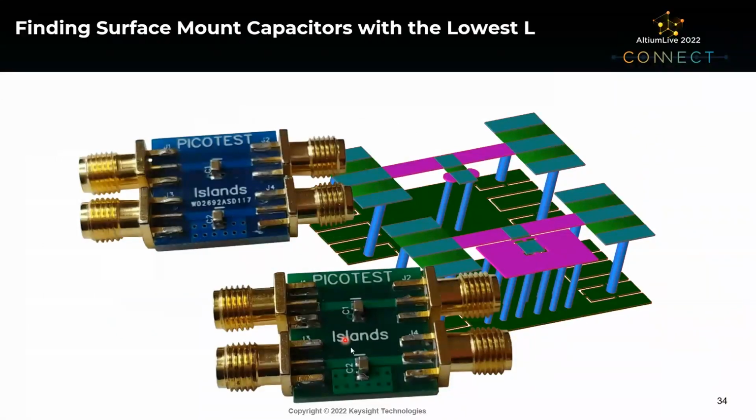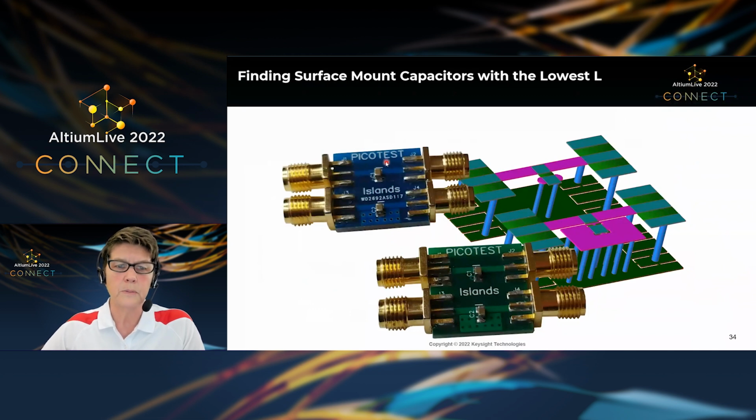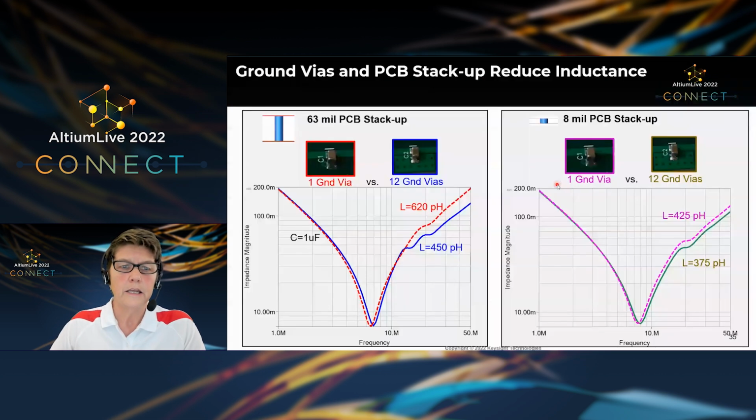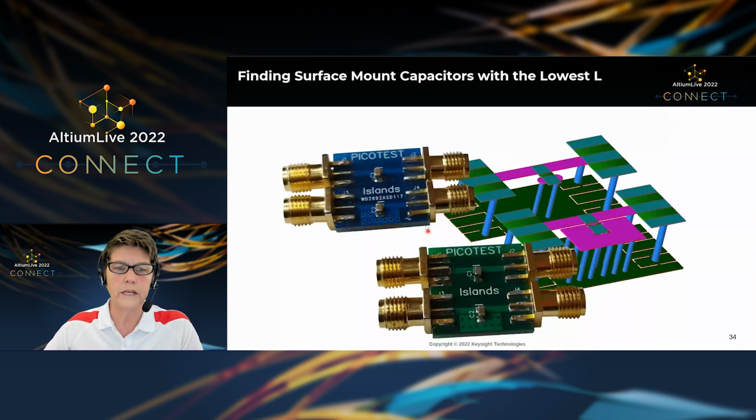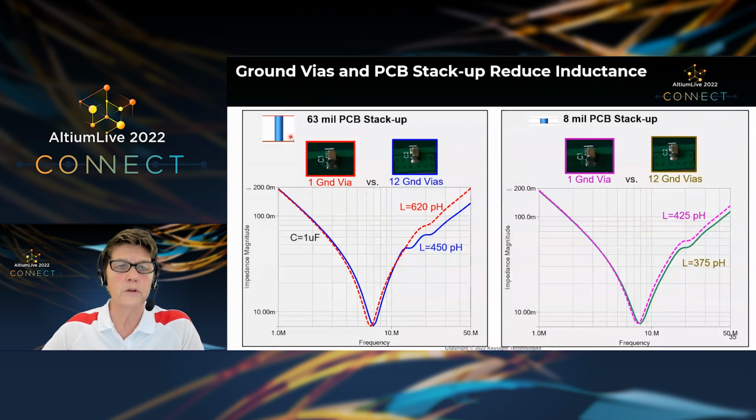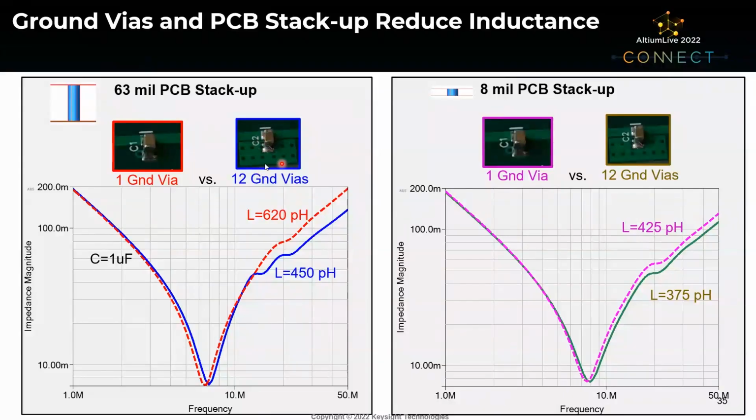And if I look at where the inductance comes from for that capacitor, there's inductance internal to the capacitor, but there's also mounting inductance. So how I mount that capacitor to the printed circuit board will also influence the inductance. And here you can see these two boards. One is 63 mils thick, and the other is only 8 mils thick. Each one has a capacitor with 1 ground via, and then a capacitor with 12 ground vias, a little island here with 12 ground vias.